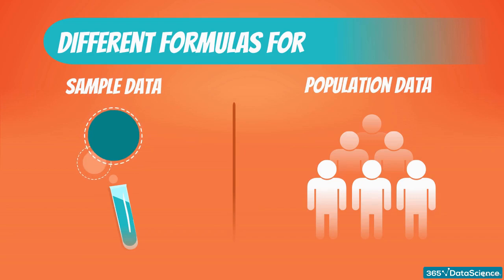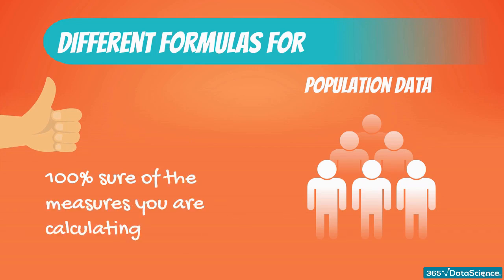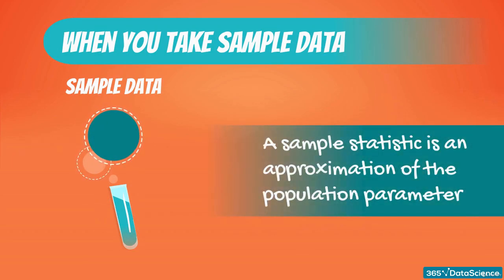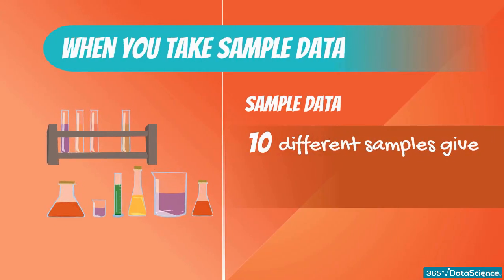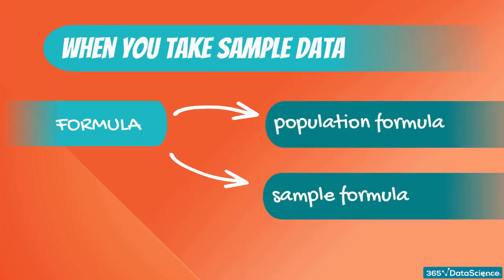Let's think about this for a bit. When you have the whole population, each data point is known, so you are 100% sure of the measures you are calculating. When you take a sample of this population and you compute a sample statistic, it is interpreted as an approximation of the population parameter. Moreover, if you extract 10 different samples from the same population, you will get 10 different measures. Statisticians have solved the problem by adjusting the algebraic formulas for many statistics to reflect this issue. Therefore, we will explore both population and sample formulas, as they are both used.